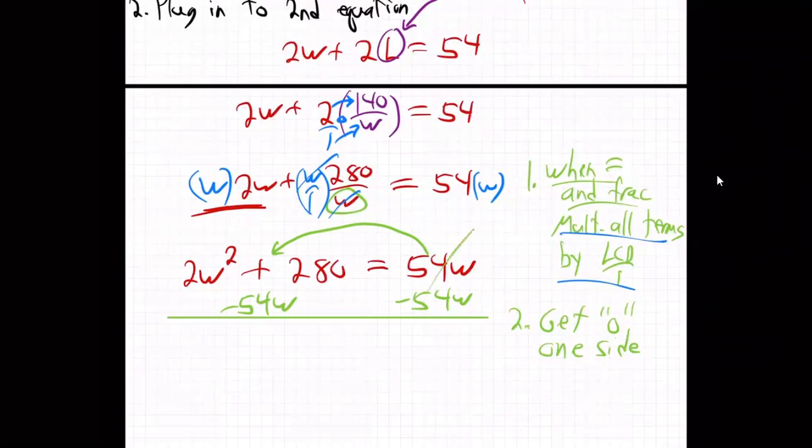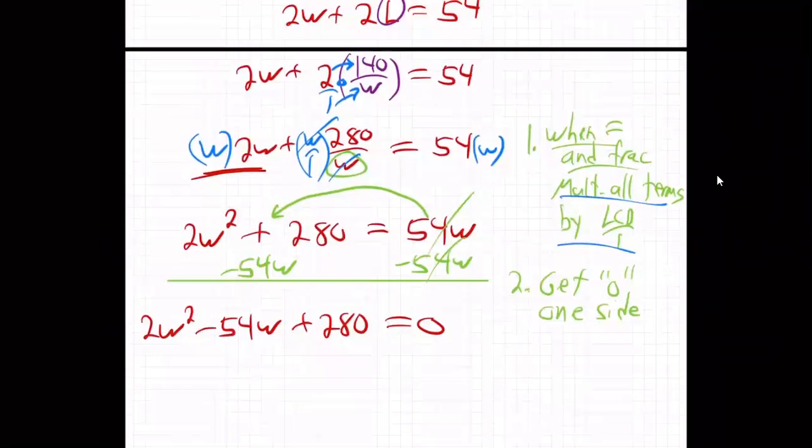Like that. Cancels out here. That gets a 0. And we get 2W squared minus 54W plus 280. All right. And now, see how they all have a 2 in common? Divide by 2 in common, just to make the numbers easier. You don't have to, but it'll just make the numbers nicer.